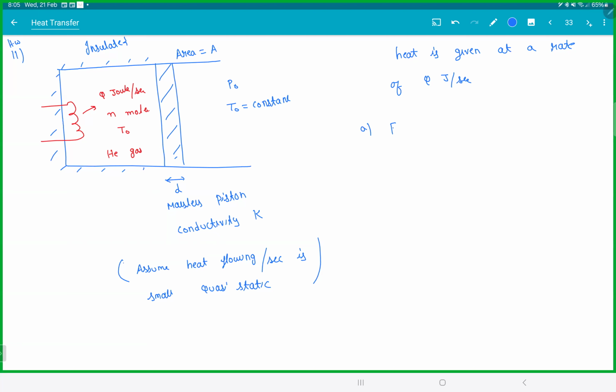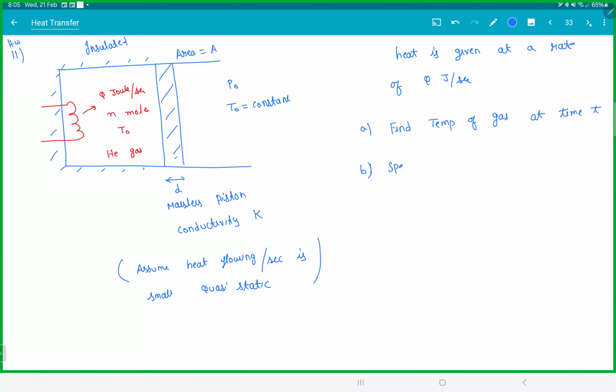First question, find temperature of the gas as function of time t. Now see what is happening, I'll tell you. When you switch on the heater, gas will get heated up. If gas gets heated up, pressure will increase. If the pressure increases, piston will move. On top of it, at the same time, heat is also escaping out because there's a temperature difference. Find temperature of the gas as function of time t.